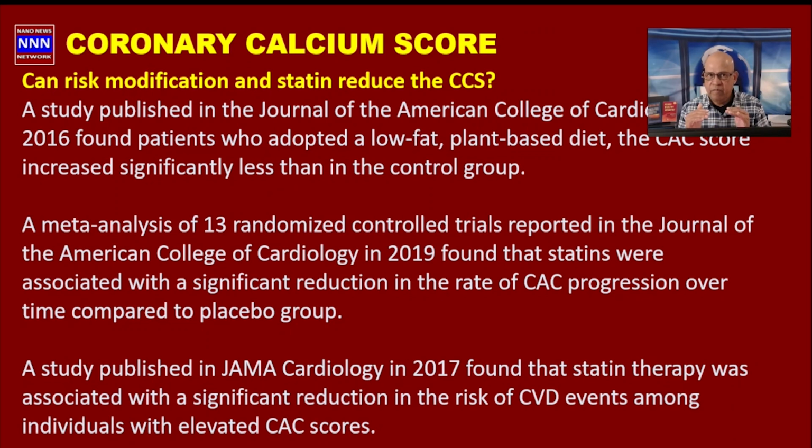More importantly, it also reduces the risk of having adverse cardiovascular events, which is a more important thing to be concerned about. So in other words, it does not remove the calcium that is already there in the arteries. It does not decrease the calcium score, but it decreases the rate at which the calcium would have been deposited if we didn't follow risk factor modification and if we are not on statins.